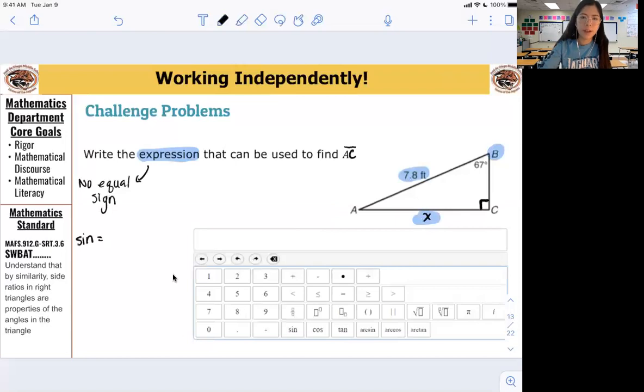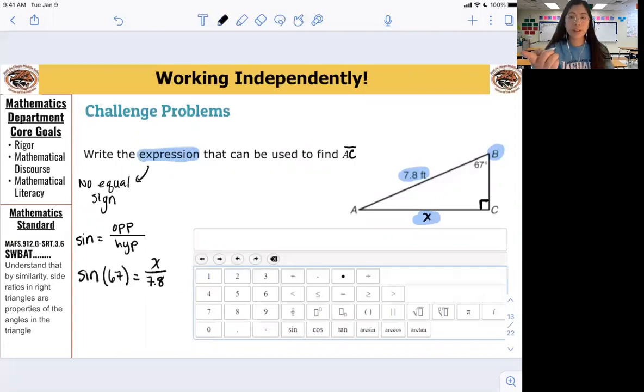Good. Sine would be x over 7.8, but more broadly, sine is always what over what? Good. Opposite over hypotenuse. Cool. So in this case, sine of B, we know that B is equal to 67, so I can put that in. Sine of 67 is x over 7.8.